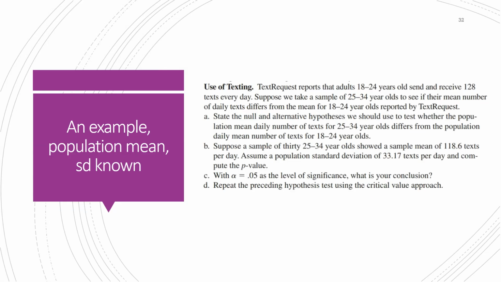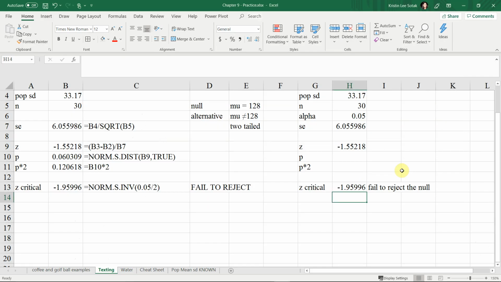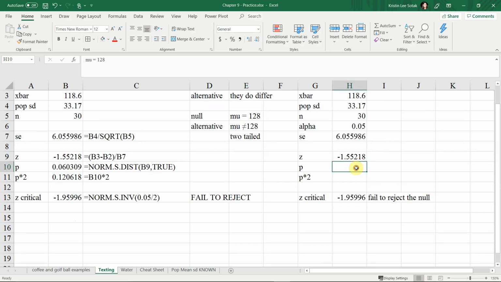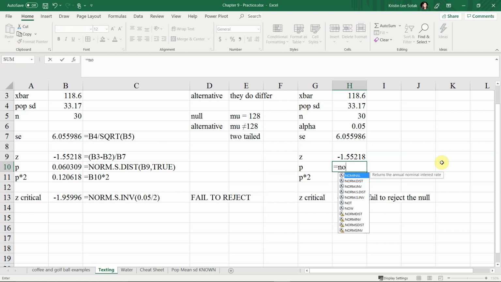So in terms of what is your conclusion? Well, we fail to reject the null, so we can basically say that the average number of texts is basically the same for these two groups. So let's go on and calculate our p-value. This is where we are going to want to calculate our probability. So it is equal to the NORM.S.DIST function. It takes two arguments: z, so we have to give it our z-score, and cumulative is true.